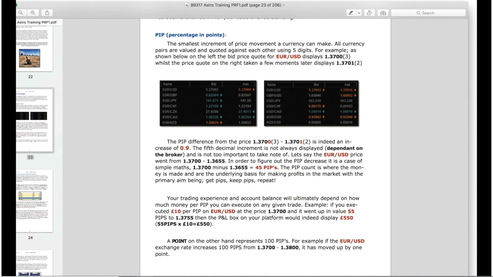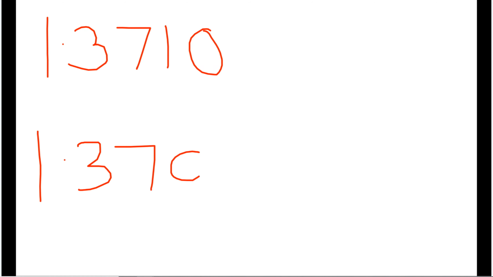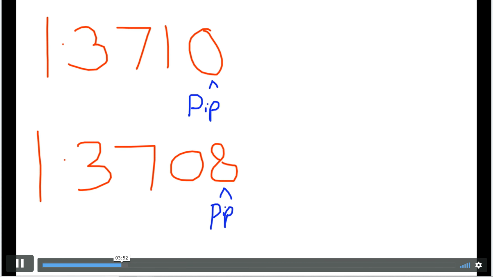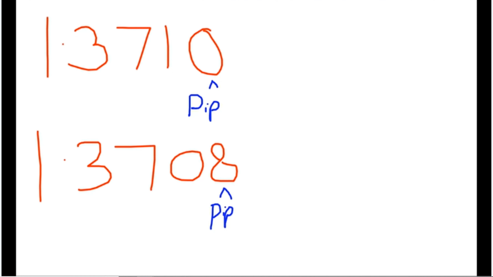Let me just get my whiteboard up again. All right, so we have, what's that quote? 1.3700. I'll just pull up any random one. 1.3710, to 1.3708. Right, guys, the fourth decimal place, this is the pip. The fourth decimal place, 1, 2, 3, 4. With that being said, if your USD dropped from 1.3710 to 1.3708, guess what? It's decreased 2 pips.